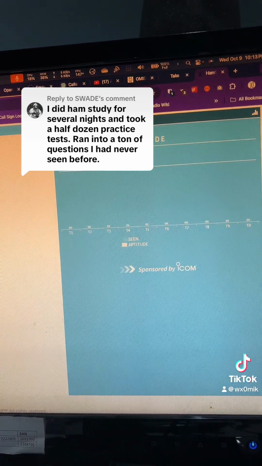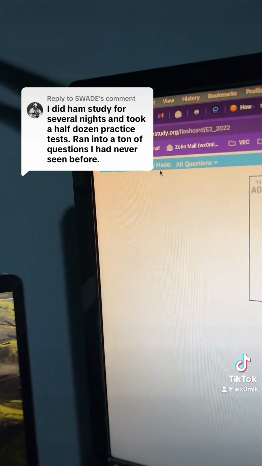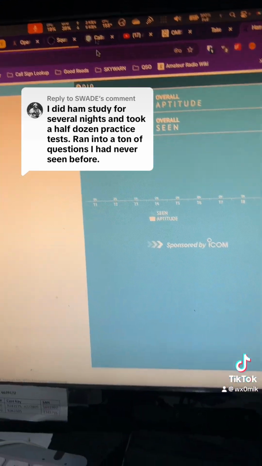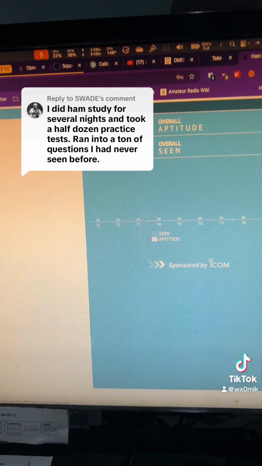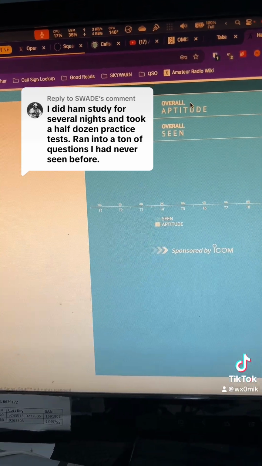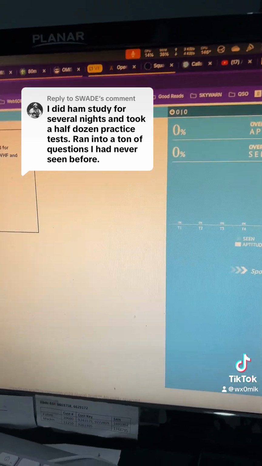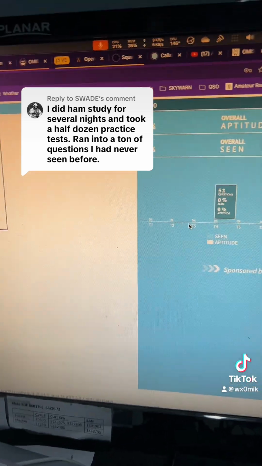So this is how many questions you have seen. Oh, by the way, this is just dictation. This is the study mode. But anyway, you've got aptitude and seen. Seen has to be 100%. And then aptitude needs to be about 80-85%. And you'll see each section, how many questions you've seen of each one along here.